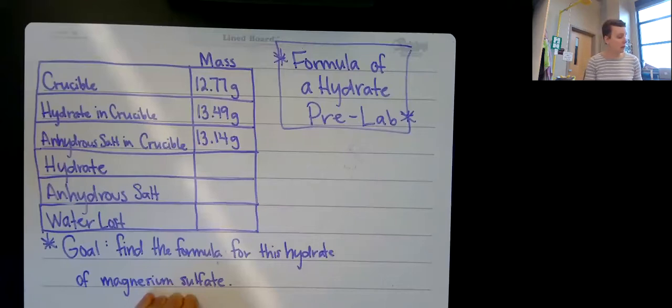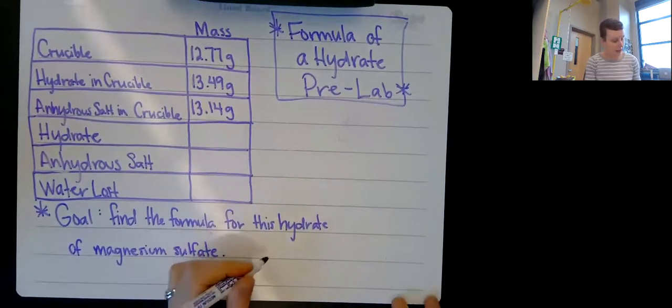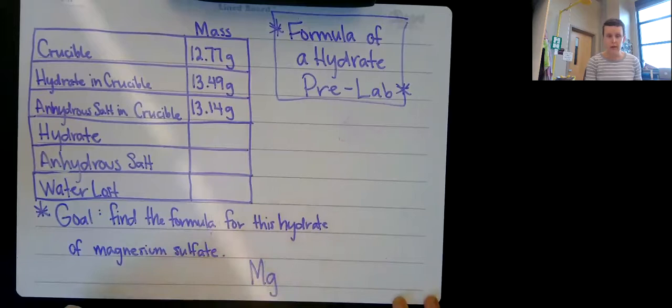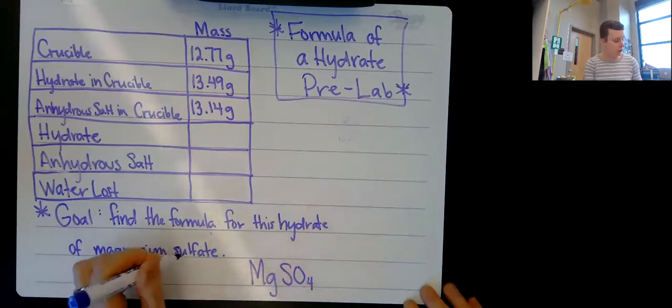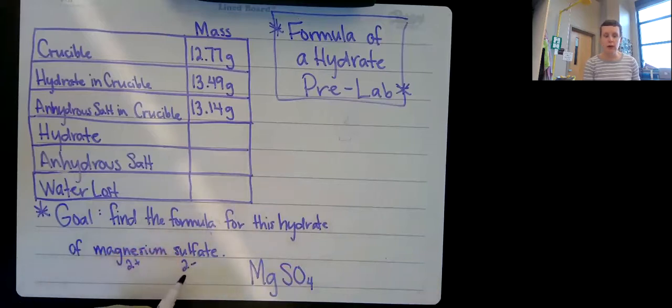And we're going to put that together right now. So magnesium, if you remember or look on the periodic table, is Mg, and that has a 2+ charge. It's in group 2, so it loses 2 electrons to become stable. Sulfate is one of our flashcards, our polyatomic ions. It's SO4, and sulfate has a 2- charge. 2+, 2-, they balance each other. So this is the formula of magnesium sulfate, MgSO4, and we're going to need that because that is the salt part of this hydrate. So the salt that's left in the crucible after heating, that anhydrous salt, is magnesium sulfate.